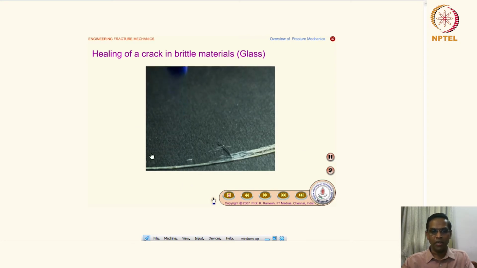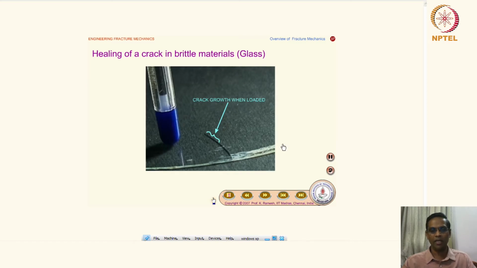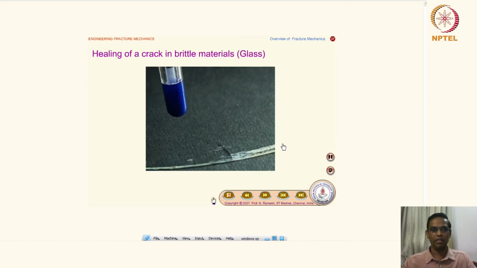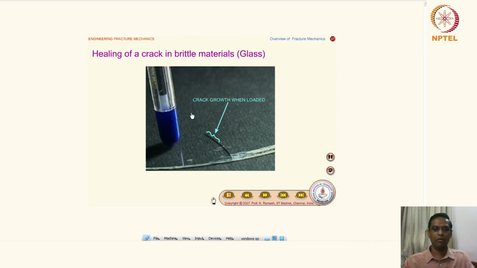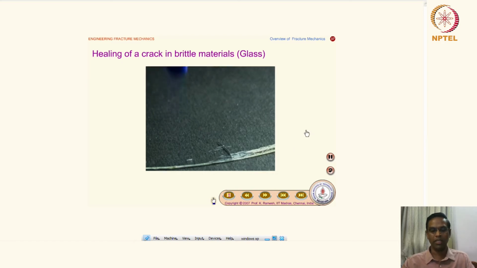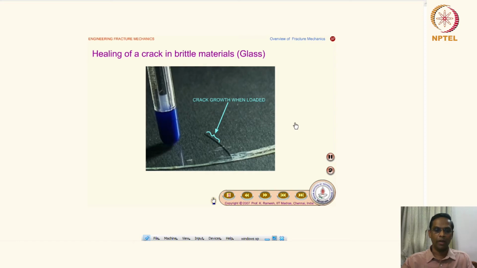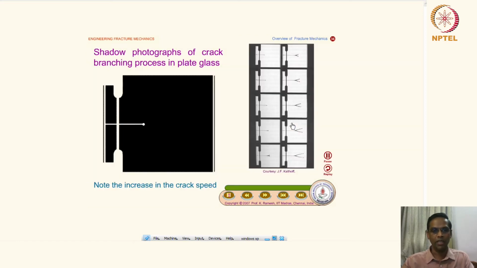And this animation clearly shows a very simple, day-to-day kind of activity in your workplace. And then, we don't bother how this crack is growing and all that. But if you pay attention, it is quite interesting to appreciate the science behind it. Okay, so we will see one by one.